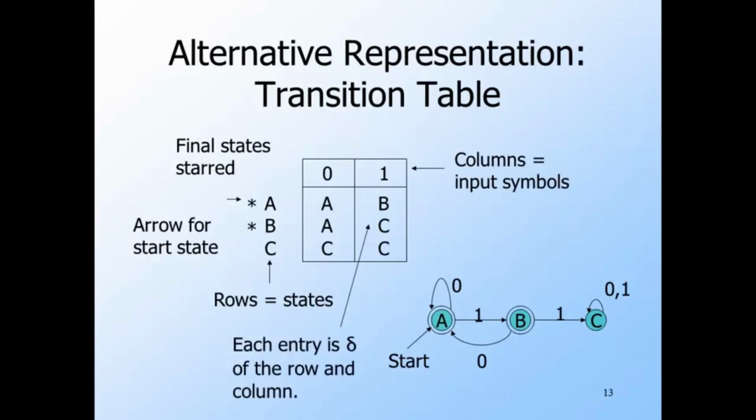The entries of the table are the values of the transition function applied to the state that is the row and the symbol that is the column. For example, this entry is C because it is in the row for the state B and the column for input symbol 1, and we know that delta of B and 1 is C.